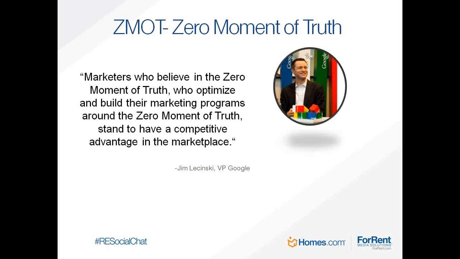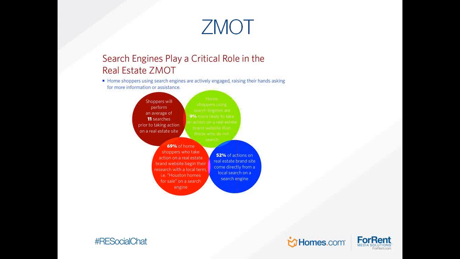So I hope you can read that, Rachel. Thank you for asking. I'll read it again. Home shoppers using search engines are 9% more likely to take an action on a real estate site like homes.com than those who do not search. So 9%, that's better than zero, right? I mean, that's a huge percentage when you consider how many people are in the real estate market and in the market for buying and selling right now, even renting.